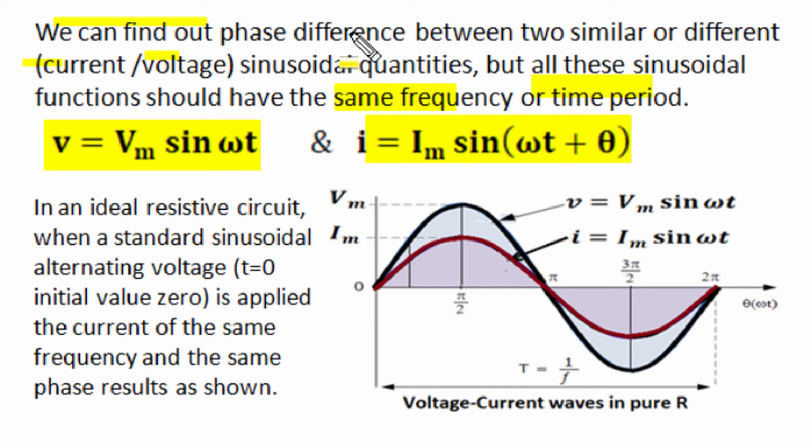Now for different natures of electric circuit, we have different conditions of phase difference between voltage and current. In an ideal resistive circuit, when a standard voltage signal with initial value 0 at t equal to 0 is applied, the current would have the same angular frequency and the same phase, and for this black wave of voltage, the brown wave represents the variation of current as shown in this diagram.